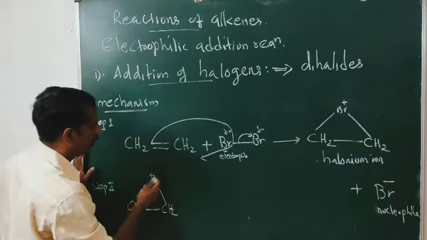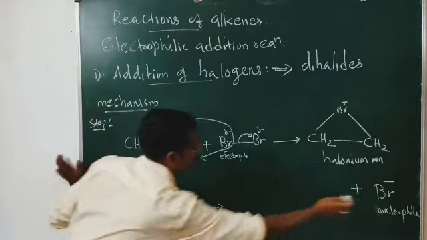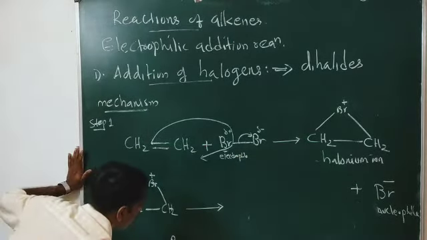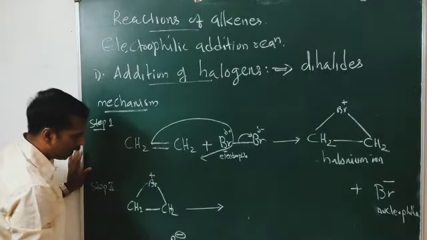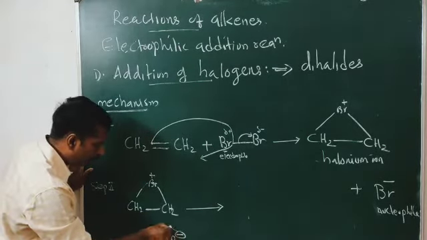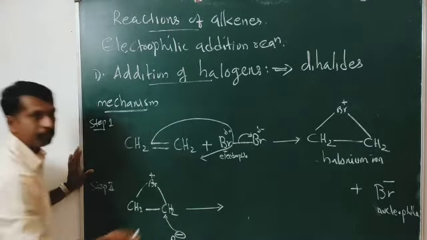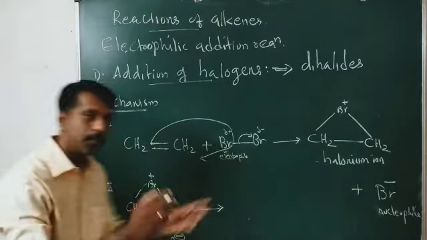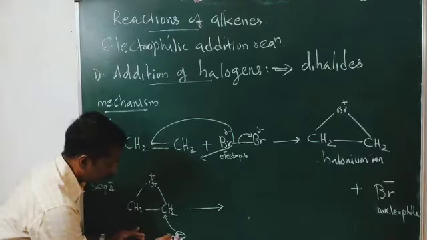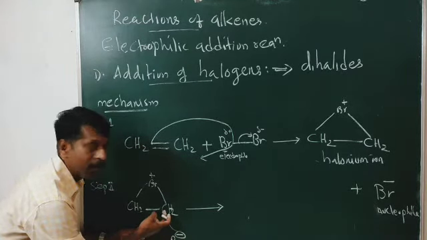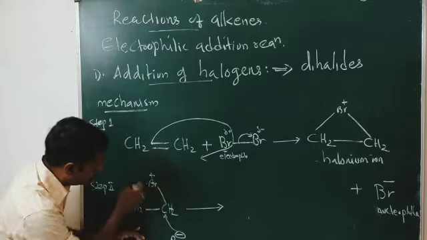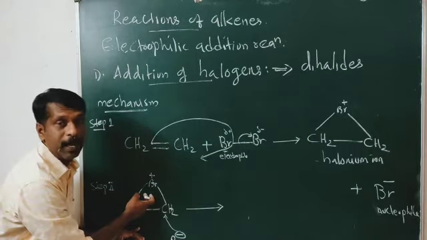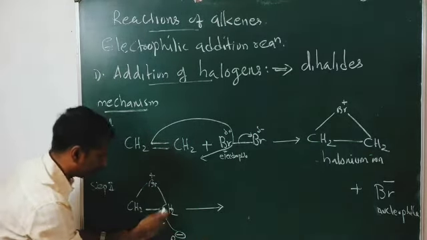And you can see that now in the second step, our nucleophile, that means the Br minus, attacks the halonium ion from the opposite side of the bulky portion. So this Br minus is acting as a nucleophile. That nucleophile will attack the halonium ion. This Br minus is attacking the halonium ion from the opposite side of the bulky portion. This is the bulky portion. From the top it will have a steric effect. Therefore, the Br minus is attacking from the opposite side of the bulky portion.